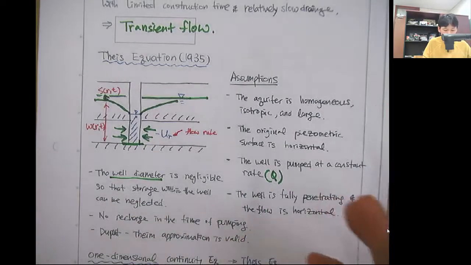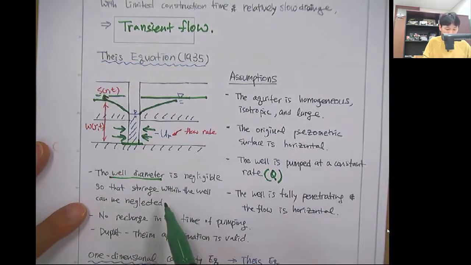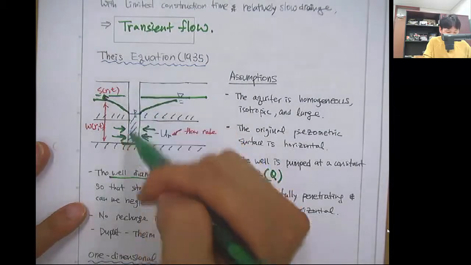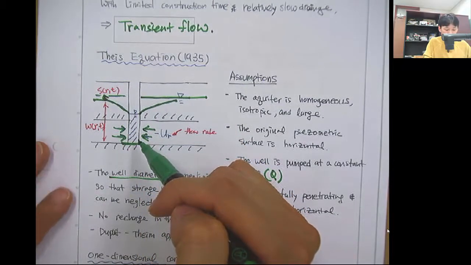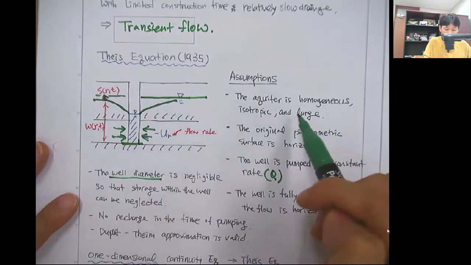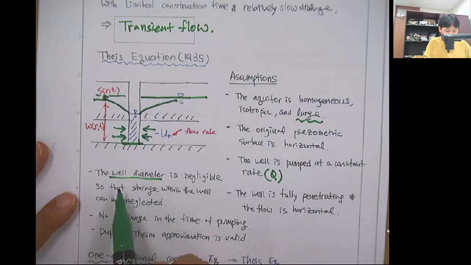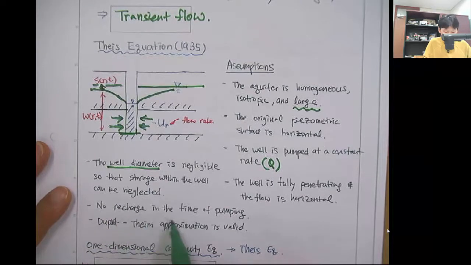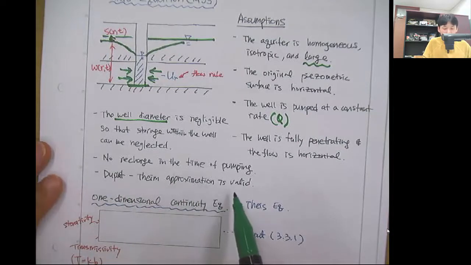So here we're gonna introduce some parameter that we learned in the previous class, which is the storage coefficient S. And here, because the volume of the well is very small comparing to this aquifer, because aquifer is very large, we can ignore the well volume. And there's no recharge in the time of pumping. So during the pumping, there's no recharge. And Dupuit approximation is valid.